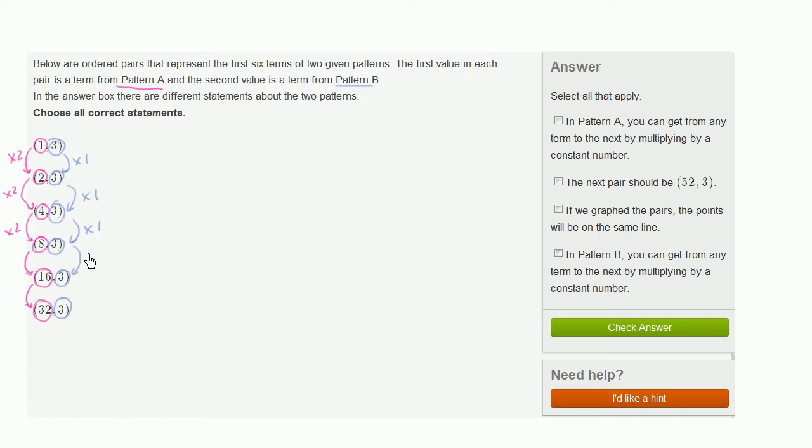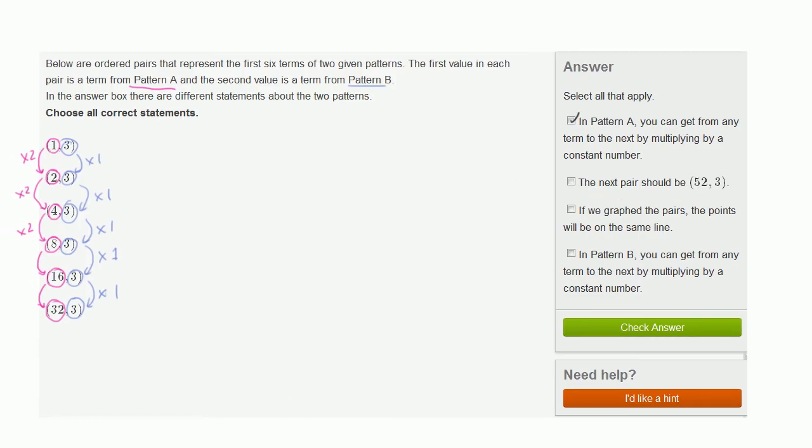So now that we've looked at these pairs, which show the corresponding terms for pattern A and pattern B, let's look at the choices here and see which of these apply. In pattern A, you can get from any term to the next by multiplying by a constant number. Well, that looks right. We go from the first term to the second term by multiplying by 2. Then we multiply by 2 again to get to the third term. Then we keep multiplying by 2. So that constant number is 2.